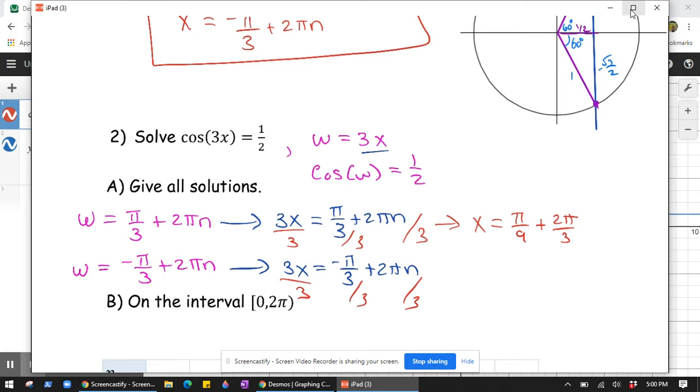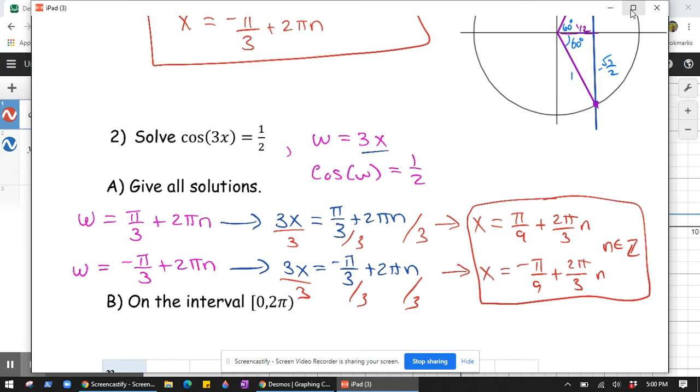2 pi/3 times n. And of course, same thing here. This will be x equals negative pi/9 plus 2 pi/3 n, where n is an integer. Those are all my solutions to the equation cosine of 3x equals 1/2.